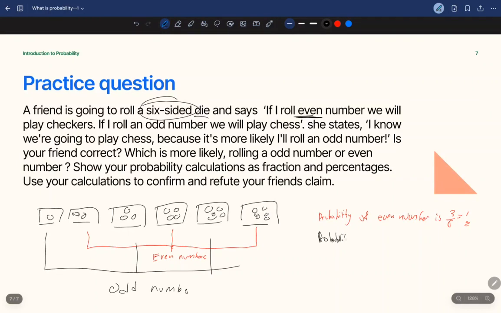The probability of an odd number is also 3/6, which is 1/2. Therefore, they are the same. And 1/2 is 50%, for both of them, meaning that their percentages are the same. And therefore, your friend's claim is wrong.